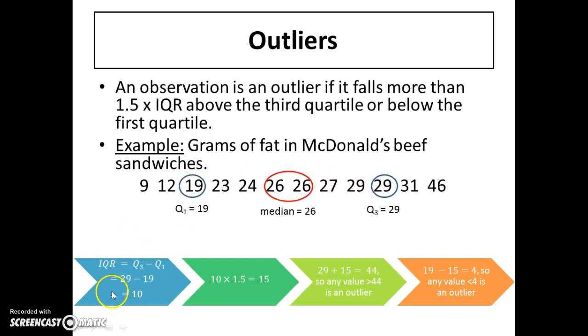Right, 29 minus 19, my IQR is 10. I do 1.5 times the IQR. That's the general rule of thumb for outliers. So any value that is 15 above my third quartile is an outlier. So any value greater than 44 is an outlier. And any value that is 15 below my first quartile is an outlier. So 19 minus 15 is 4. So any value less than 4 is an outlier. We're going to use all of these pieces in our next video to create what's called the 5-number summary and to construct box plots.